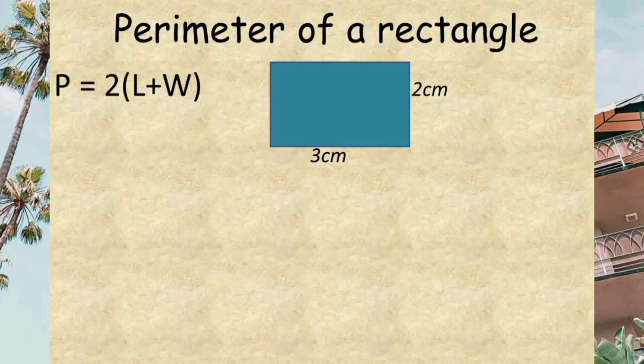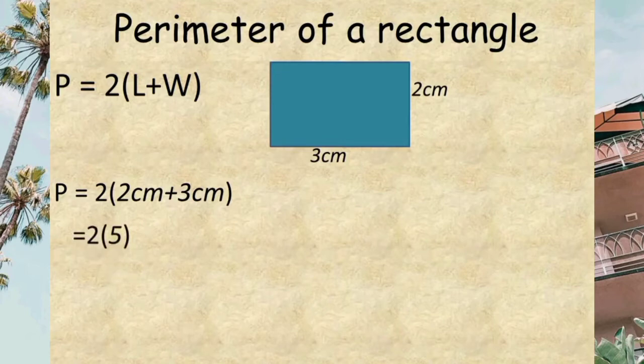We first have to identify the width and length of the rectangle. The width of the rectangle is 2 centimeters and the length is 3 centimeters. We now add our width and length together, which gives us 5 centimeters. 5 times 2 gives us 10 centimeters, and that is our perimeter.